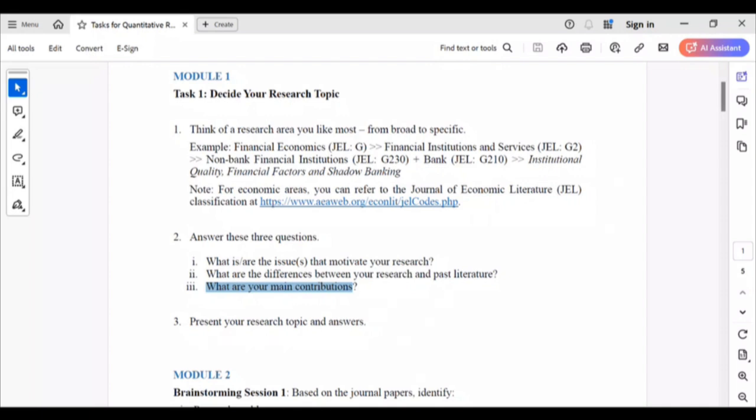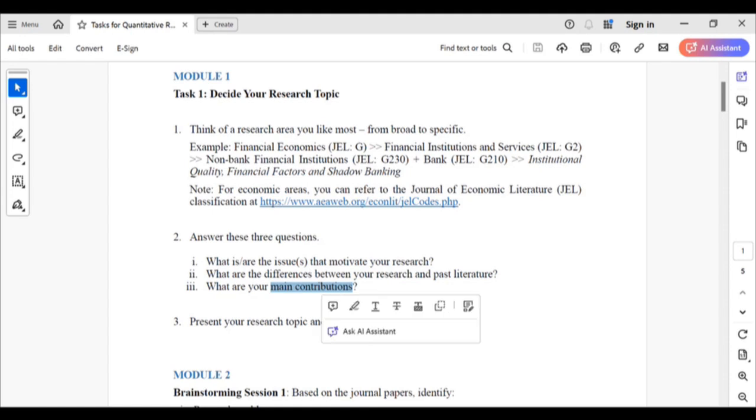Is this useful, or just for fun, right? If your finding comes out as a positive relationship, negative relationship, or no relationship, and after that, for what? For nothing. In this case, there is no contribution. So you must have something, right?